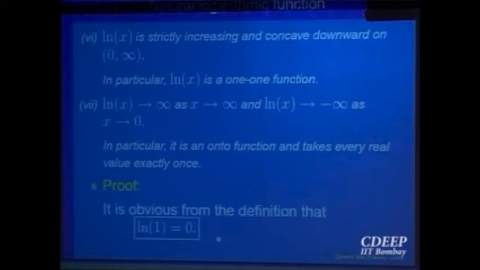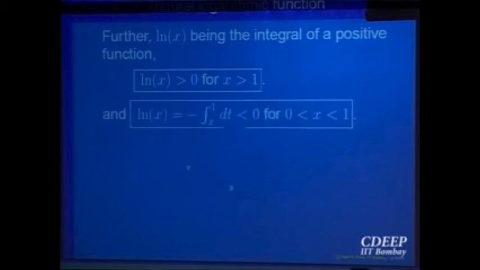Ln of 1 is 0 is obvious to everybody, because it is the integral from 1 to 1. The limits are 1 to 1. Okay? It is the integral of a non-negative function. So ln of x is bigger than 0 for x bigger than 1, and for x less than 1 it is a negative quantity. So those properties are obvious. This proves the first property.